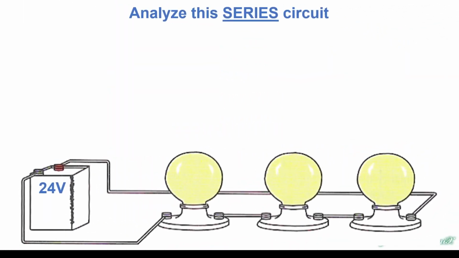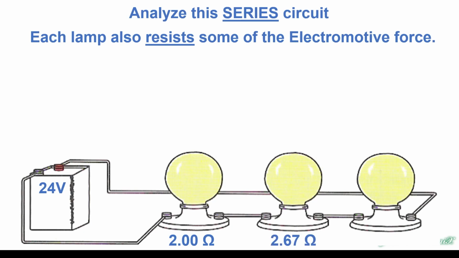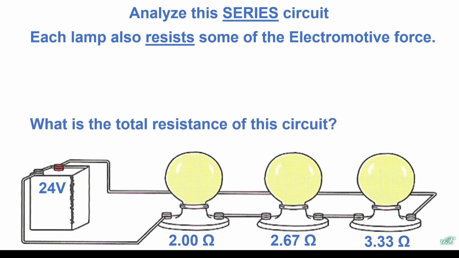Okay. Now, we're going to analyze this series circuit a little bit different way. Each lamp also is a resistor. It resists some of the electromotive force. So this first lamp, it represents a 2 ohm source of resistance. The second one, we're going to call it a 2.67 ohm resistor. The third one, we're going to call it a 3.33 ohm resistor. Okay? And what's the total resistance of this circuit?